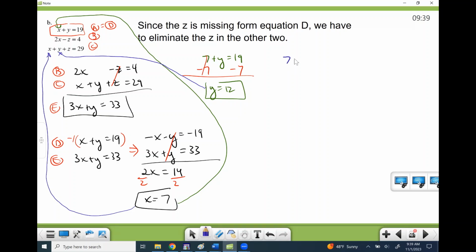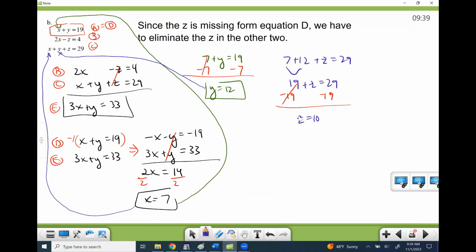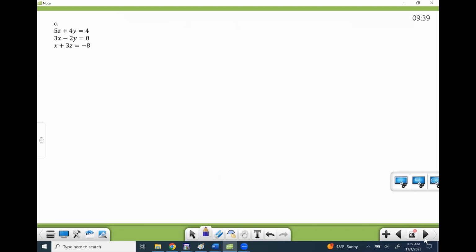All right, so that would give us 7 plus 12 plus z equals 29. So 19 plus z equals 29. So we'll subtract the 19 from both sides. And that's going to give us z equals 10. So the ordered triple would be 7, 12, 10. All right. Okay, so hopefully you're seeing the differences between when there was 3 and when there was 2. Okay, so this will be our last one.